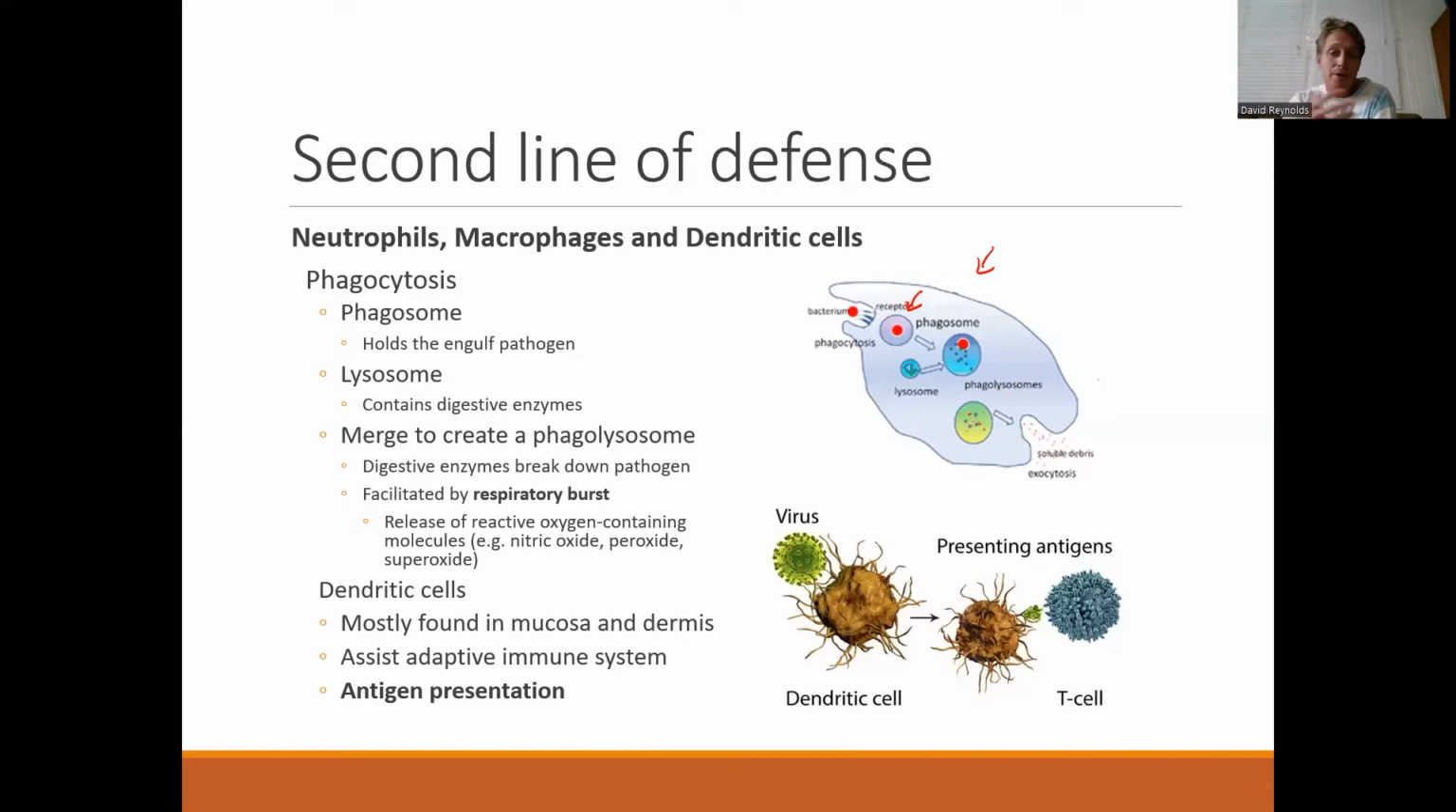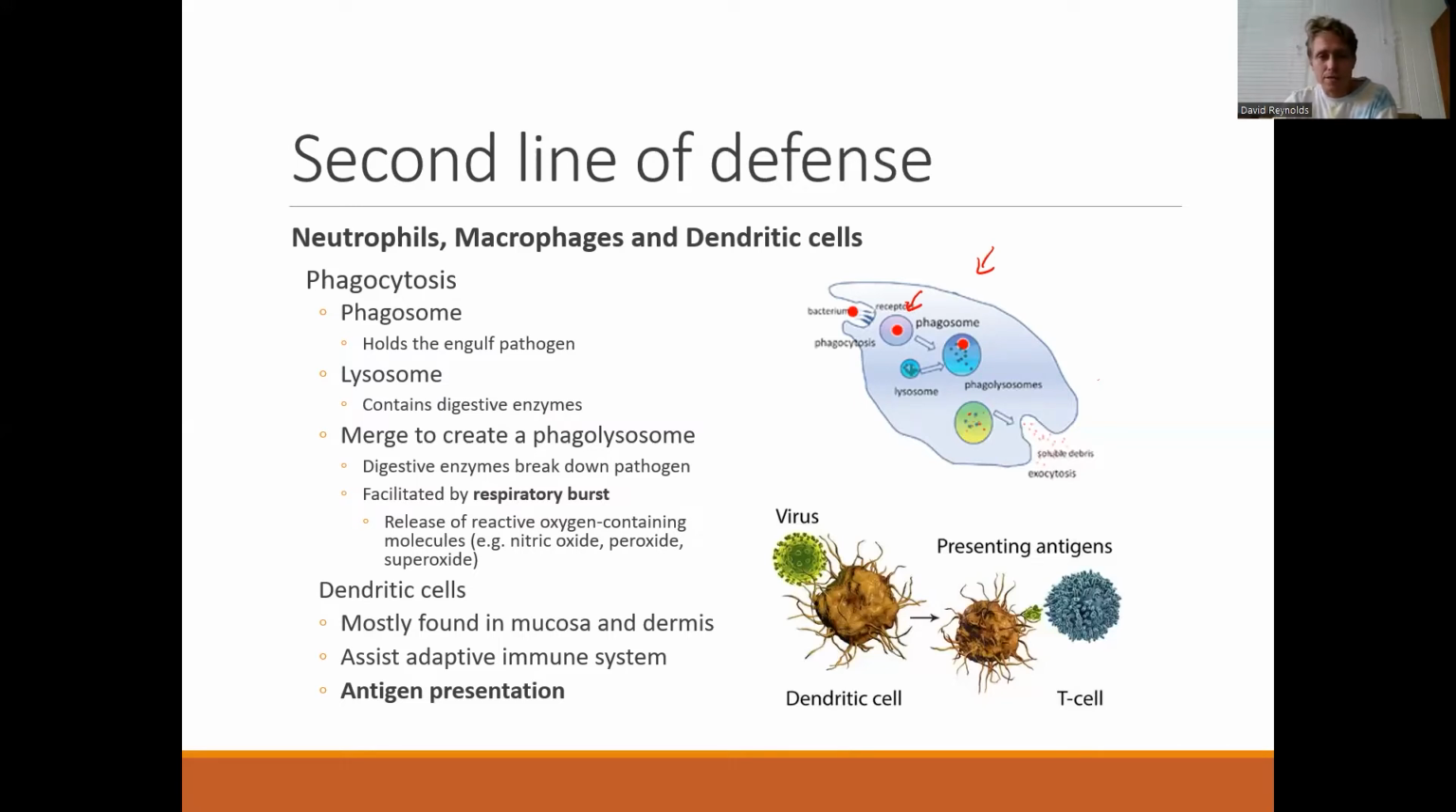All right, so a lot of the byproducts of respiration, we call them reactive oxygen species or reactive oxygen containing molecules. The byproduct has this oxygen on this molecule that is very reactive to any type of other molecule. Examples of this are nitric oxide, peroxide, and superoxide. These are byproducts of respiration, and they're very toxic to cells. Usually we try to get rid of these byproducts because they can attack our own cells.